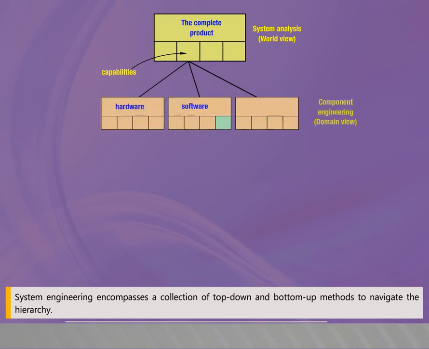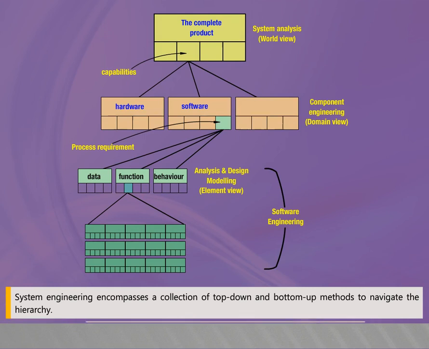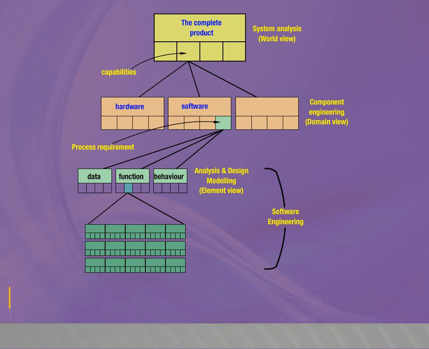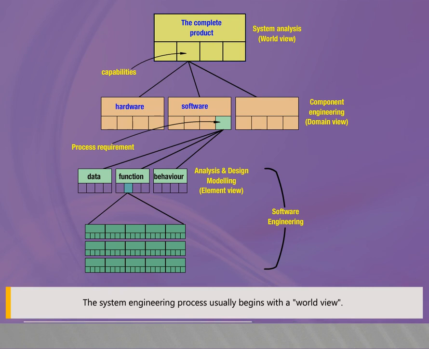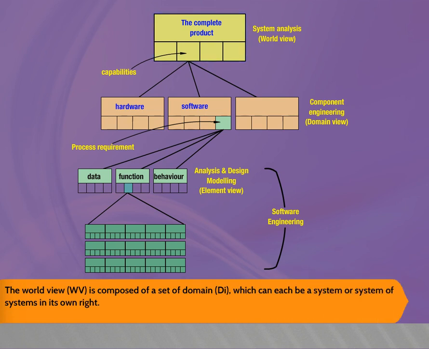System engineering hierarchy. System engineering encompasses a collection of top-down and bottom-up methods to navigate the hierarchy. The system engineering process usually begins with a worldview. The worldview, that is WV, is composed of a set of domains Di, which can each be a system or system of systems in its own right. WV = D1, D2, D3, and so on up to Dn.